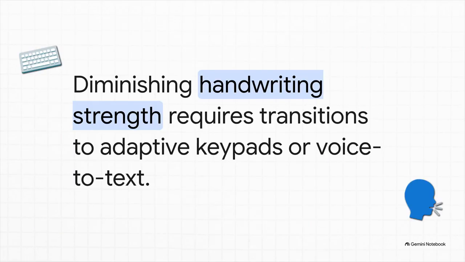To ground this in everyday reality, the progressive nature of MD means a person's physical stamina is constantly in flux. For example, diminishing handwriting strength means they need to actively transition from traditional pens over to adaptive keypads or voice-to-text software. It also means that having ergonomic seating isn't just nice to have, it's an absolute must to help manage that loss of physical stamina throughout a long day.